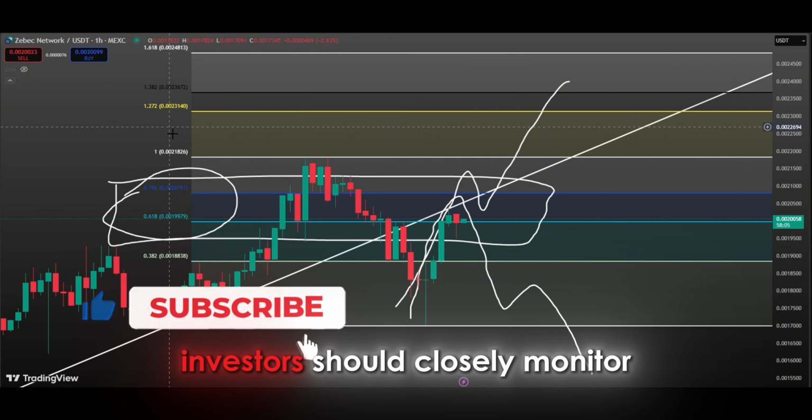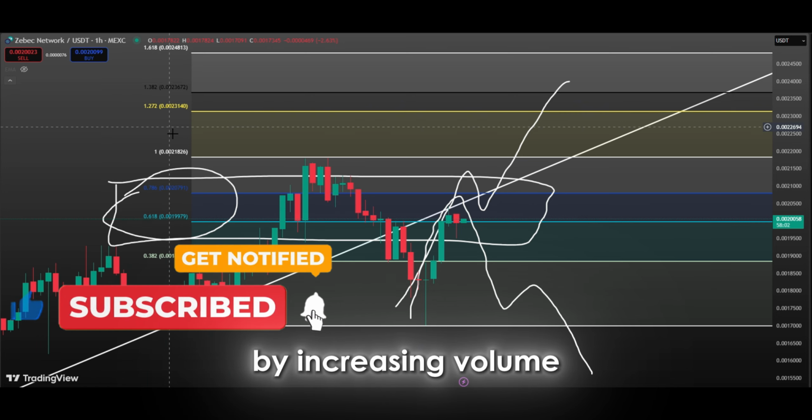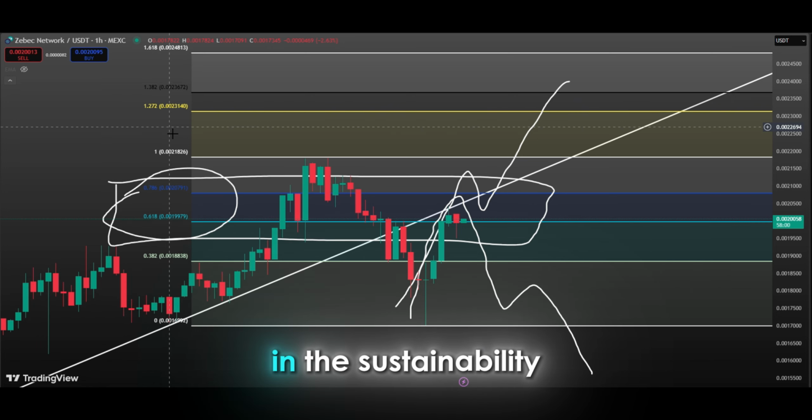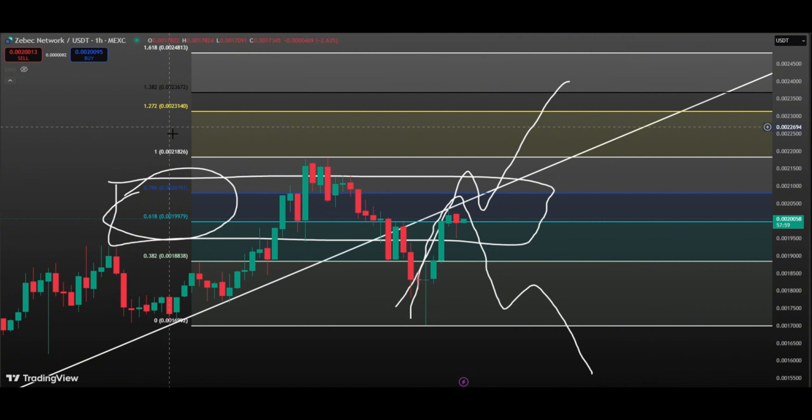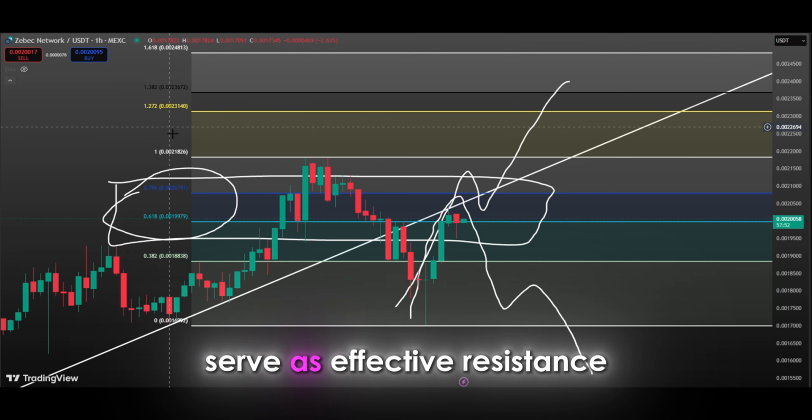Investors should closely monitor the potential for a breakout scenario. A breakout accompanied by increasing volume would provide confidence in the sustainability of the upward move. On the other hand, if the price weakens at these levels and responds with a downward move, the Fibonacci levels would once again serve as effective resistance.